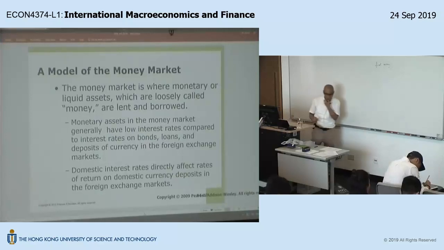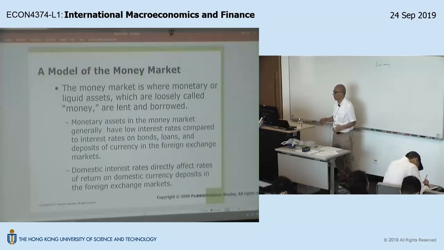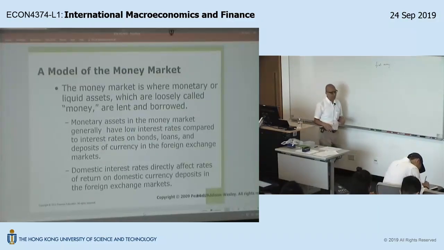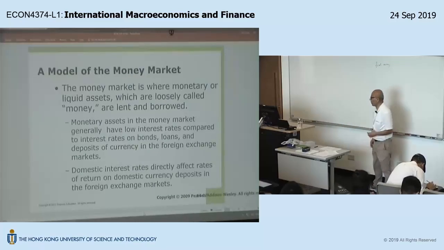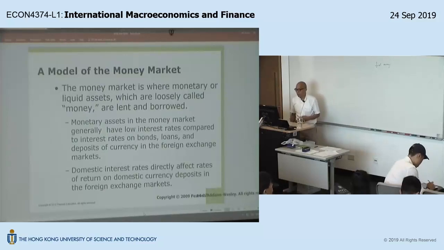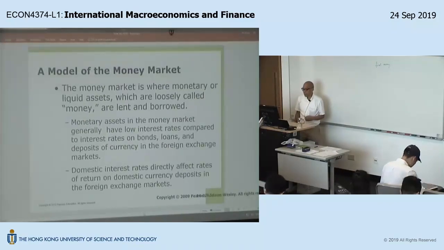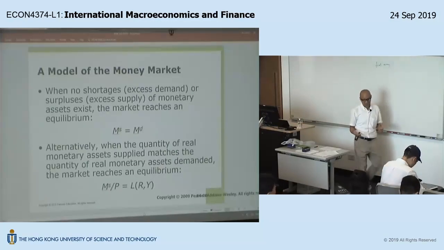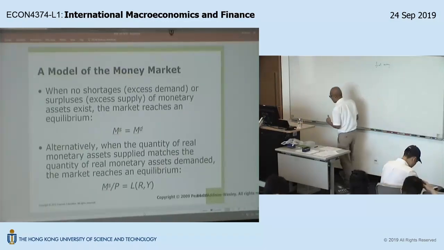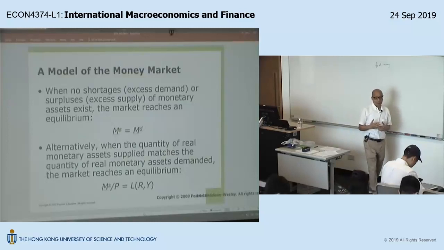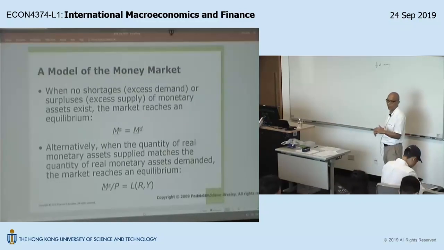Now we come to the money market, where, as I said, money is lent and borrowed in a sense. In equilibrium, money supply must be equal to money demand. If it's not, then the opportunity cost of holding money will have to adjust.